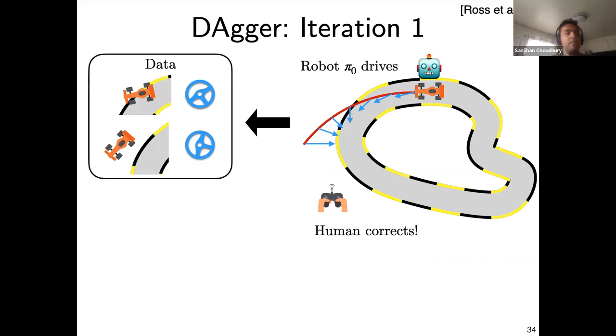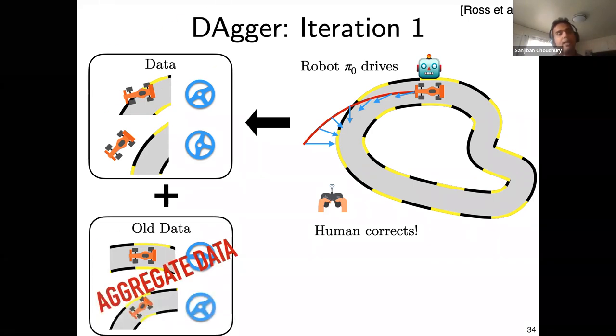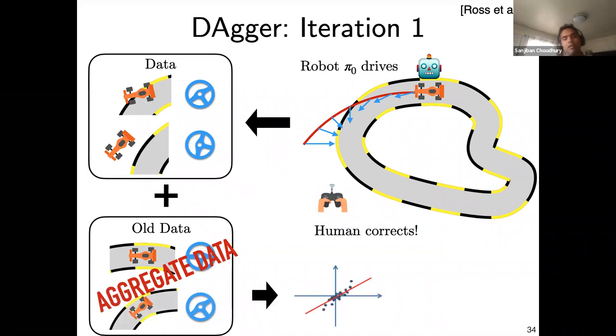Then we're going to take this new data that we generated at iteration one, and this is the critical bit. We are going to add it to the old data that we had before, right? So we're going to aggregate data. That's where the name dataset aggregation comes from, right? And then we're going to train a learner on this aggregated data to get a new policy pi one, okay?